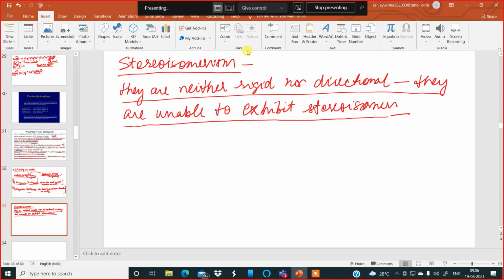That means they don't have a double bond between the two combining atoms, which means they can be rotated. They can be rotated here and there. That is why they will not exhibit stereoisomerism.